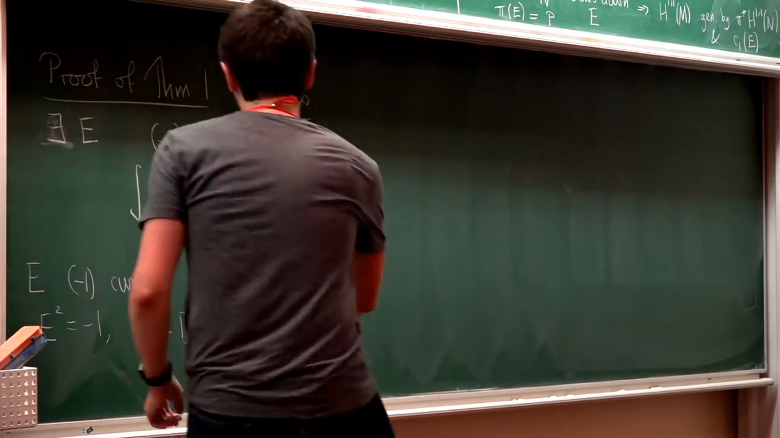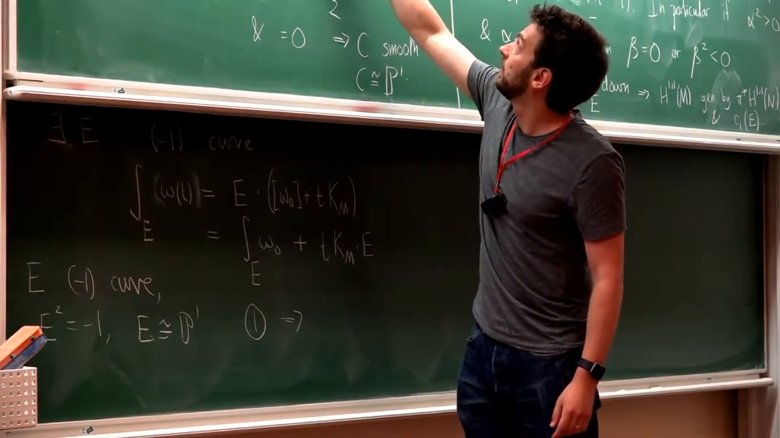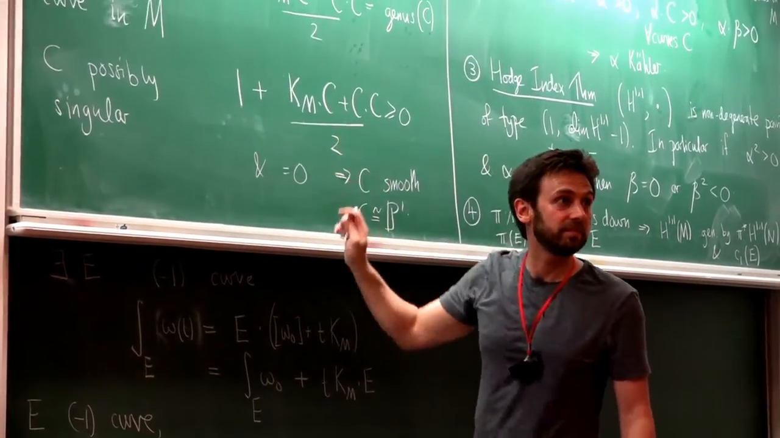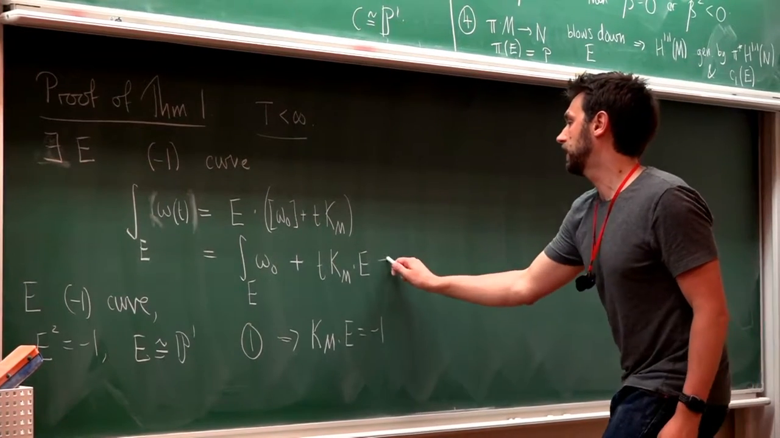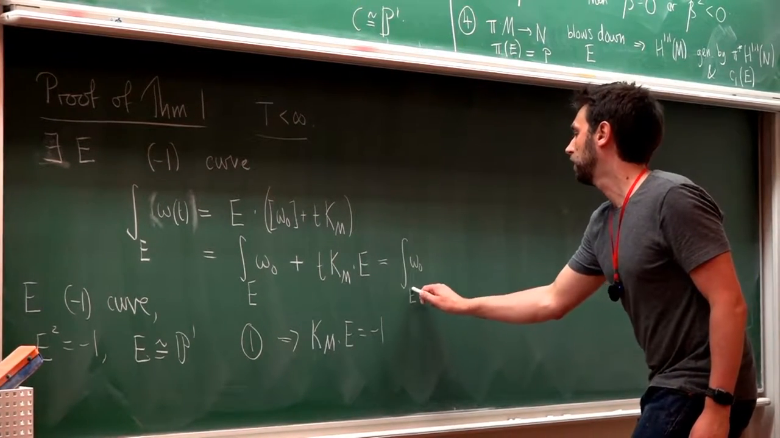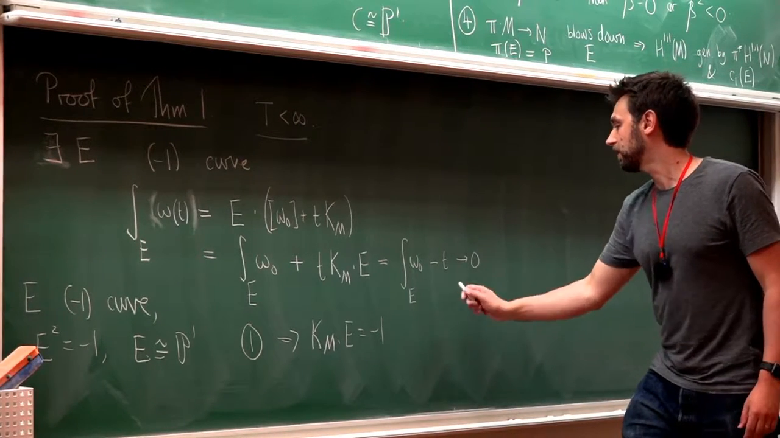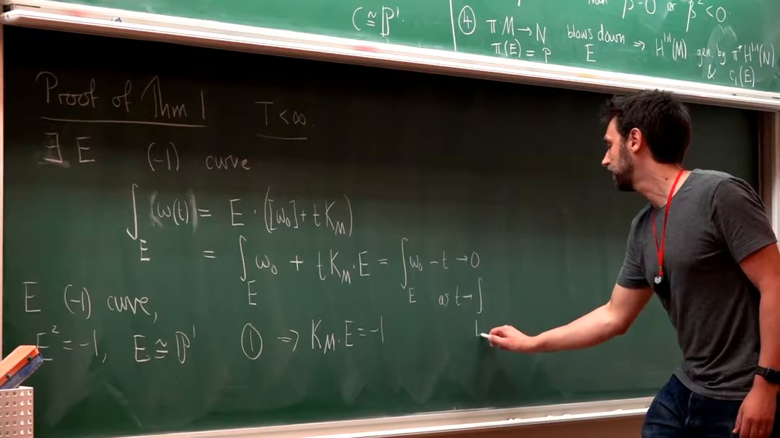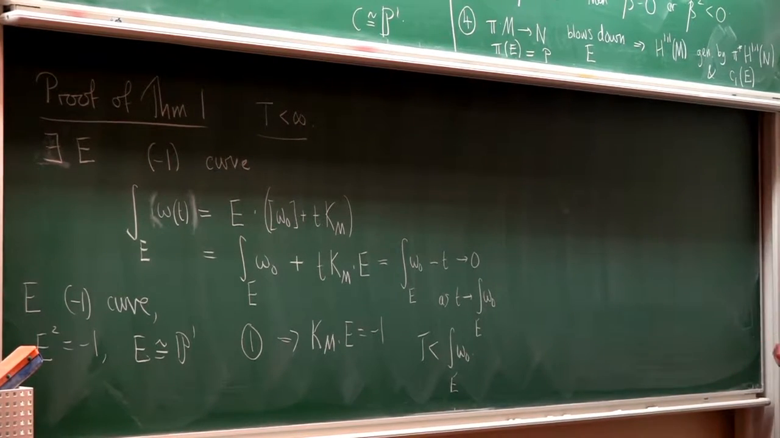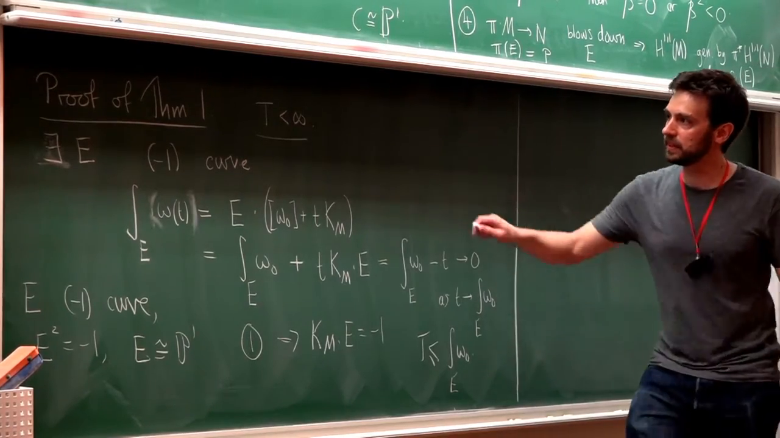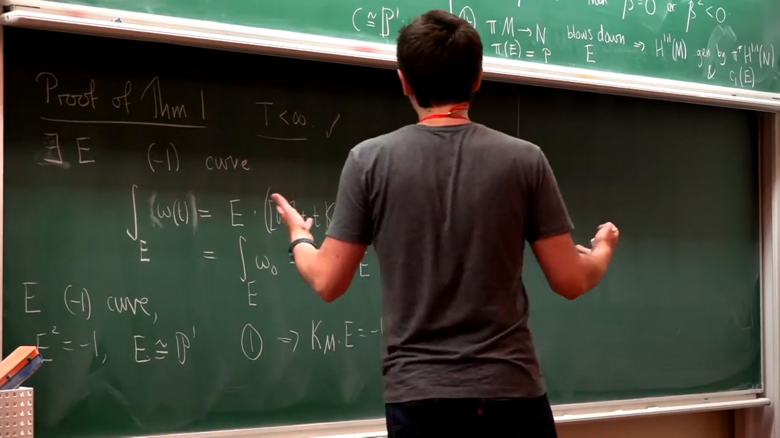And so from tool number 1, it tells me that if E squared is minus 1 and the genus is 0, then K_M dot E has to be minus 1. So this thing is just some fixed number, the integral of omega_0 over E, minus t. And then clearly that has to go to zero as t tends to T, and therefore T has to be less than or equal to that integral. Okay, so we've proved that T is finite. So we know that the minus one curves have to shrink to zero in volume along the flow.